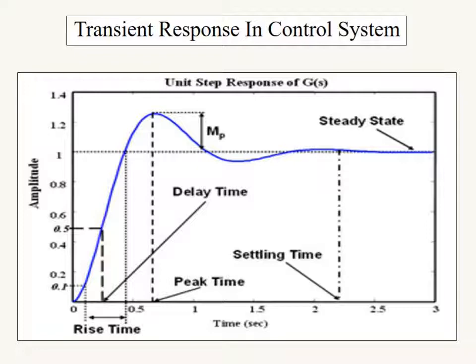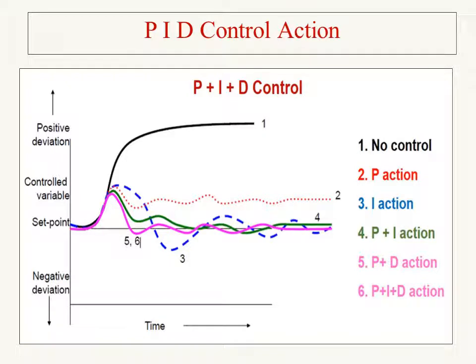So different times are there: rise time, peak time, delay time, peak overshoot, then settling time, steady state response, and transient response. So these are the individual control actions. This is the set point, or we can say the desired output. Wherever there is no control, the system will be unstable like this. The system will not reach a stable point, so no control.